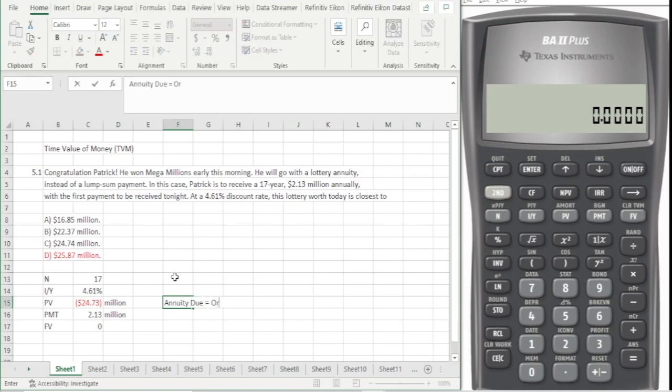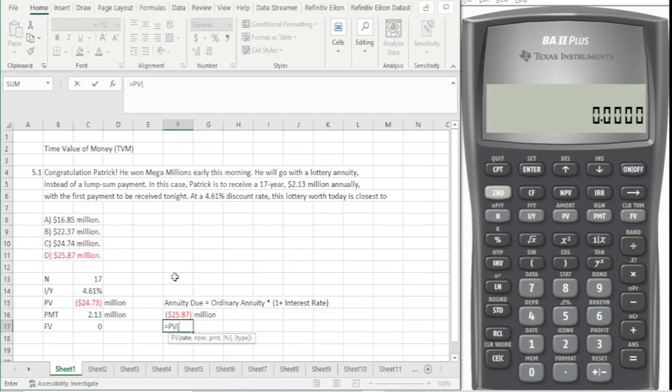Annuity due is ordinary annuity times 1 plus interest rate. In this case, ordinary annuity equals 24.73 times 1 plus interest. So the present value of this annuity will be 25.87.